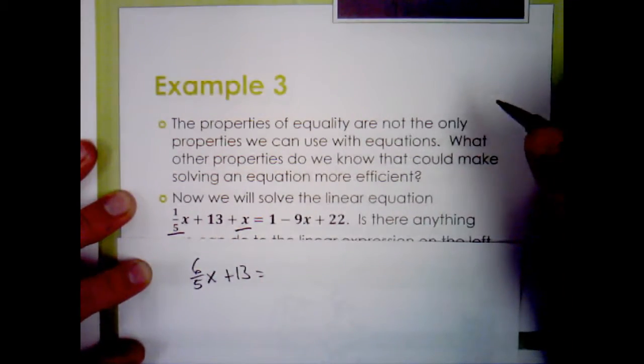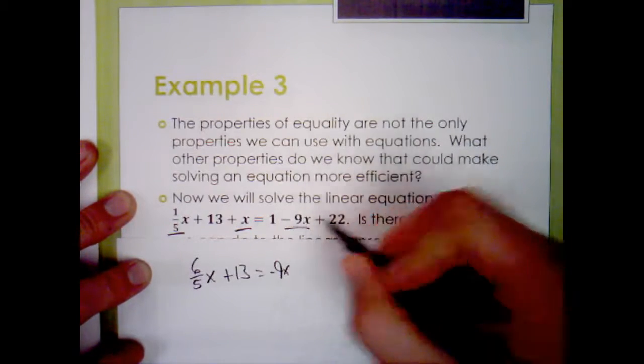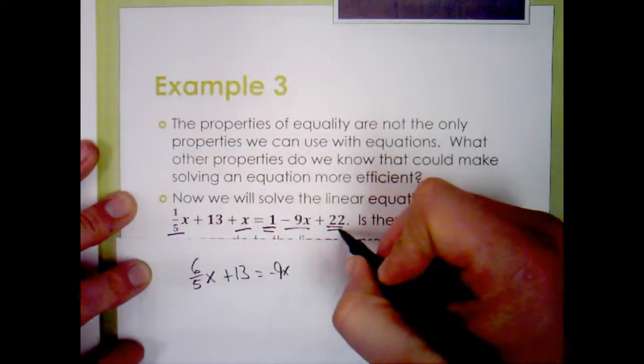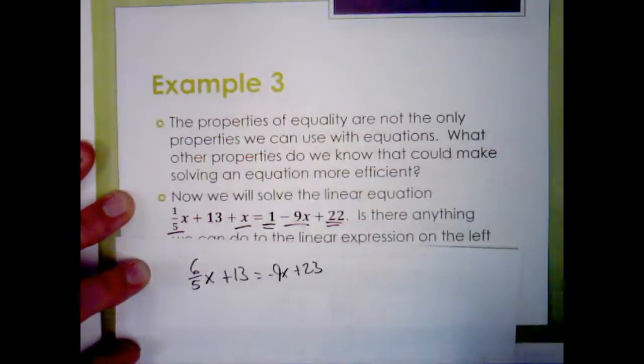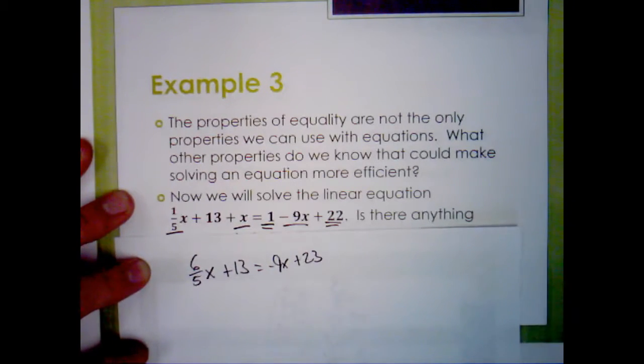Is there anything I can do on the right side? Yes. I don't have any variable terms that I can combine, but I have 1 and 22. Add those together and I get 23. Now it's a whole lot simpler to solve.